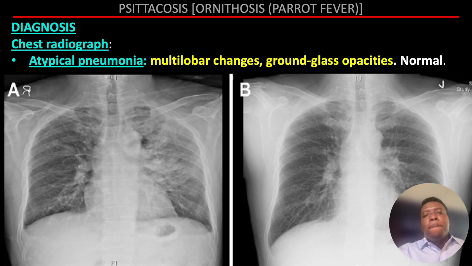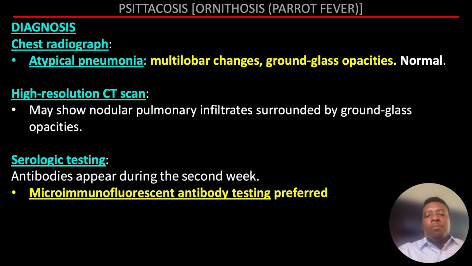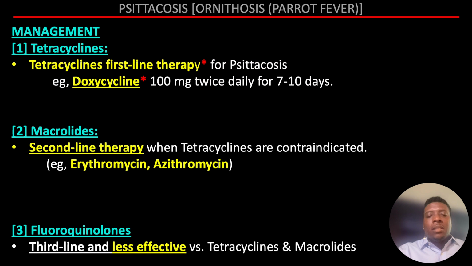And again, because it's atypical, they may have the classic atypical pattern. So again, this reticular nodular ground glass opacity that could either be unilateral or bilateral. It could be multilobar, but again, it's very non-specific. So really the key is to focus on the history of bird exposure. Now, if you want to suspect this condition, you can order antibodies that occur usually around the second week of infection, or you can do microimmunofluorescent antibody testing for this condition.